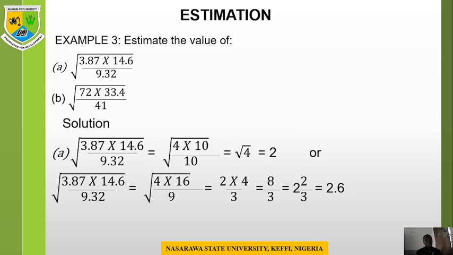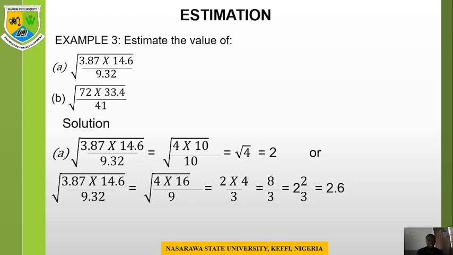Remember, when solving estimation, the first thing you do is to correct each number to one significant figure before you carry out your operation. Now we have square root of 3.87 times 14.6 over 9.32. Now 3.87 to one significant figure will give us 4, because 8 is above 4. Therefore, we round it up to become 1 and we add the 1 to 3 and we get 4.